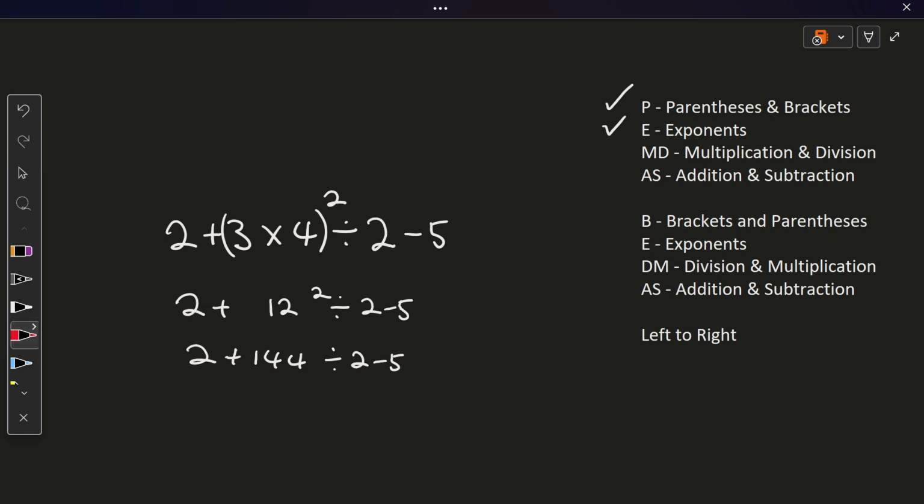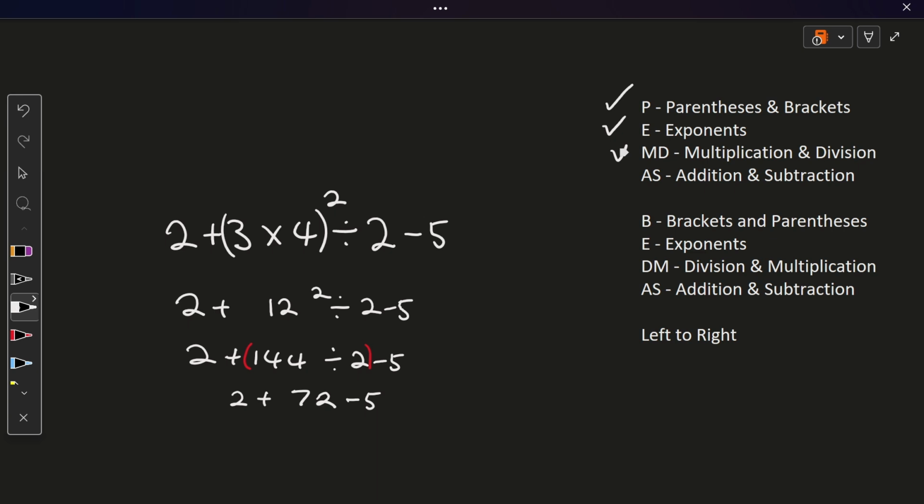And so what we need to do is perform this division with the 2 terms that are directly to the left and the right of our division operator. And so 144 divided by 2 is 72. And let's write in the rest of our expression. So we've completed our multiplication and division. All that we need to do is addition and subtraction.